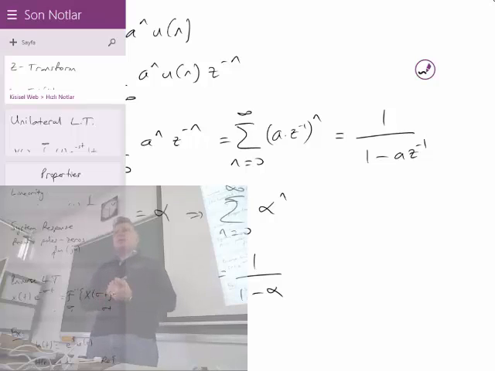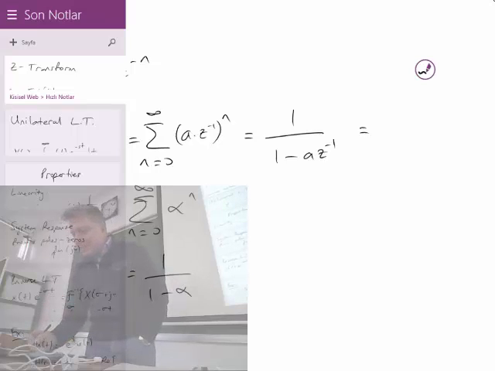But are there any poles and zeros? What is a pole? Let's look at the poles first. It may be easier to find the poles, in fact. What could be a pole? Yeah, the denominator must become 0. So a z inverse, can it become 1? Yes. When z is equal to a, it will become a over a, and that is 1. And 1 minus 1 is 0.